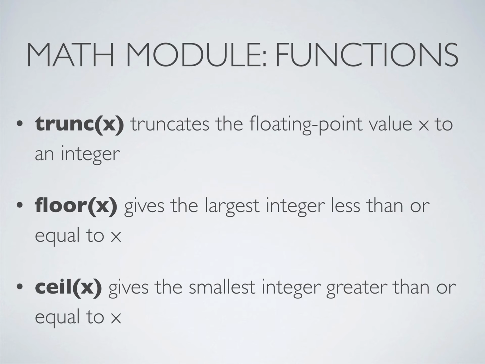There's floor, so that gives the largest integer less than or equal to x. So that also rounds down, but you have to pay attention to the difference with negative numbers with trunc and floor. Ceil is the opposite of floor, so that will give you the ceiling. So that gives you the smallest integer greater than or equal to x, so that basically rounds up. So these are good, ready-to-use functions for you. If you need to do any rounding in your code, just remember to use them. You have to import math before you use them.